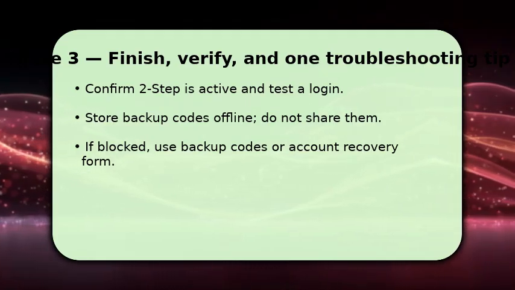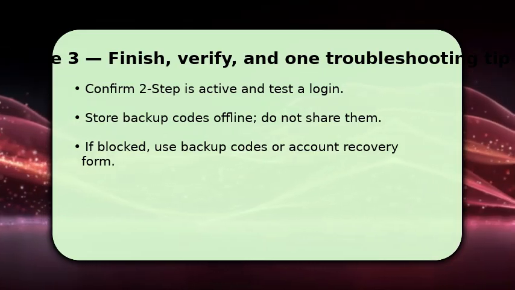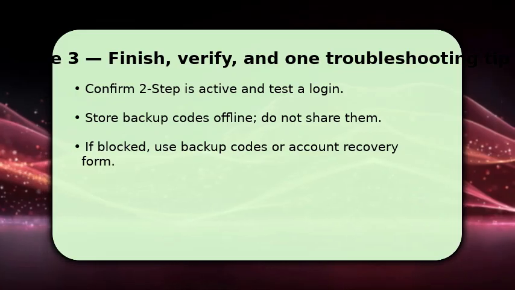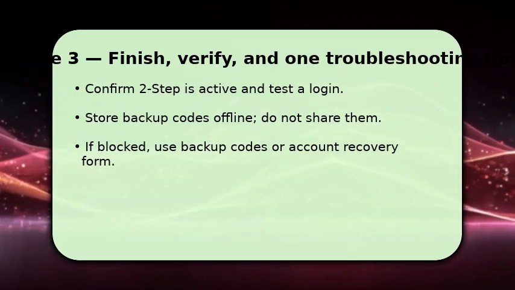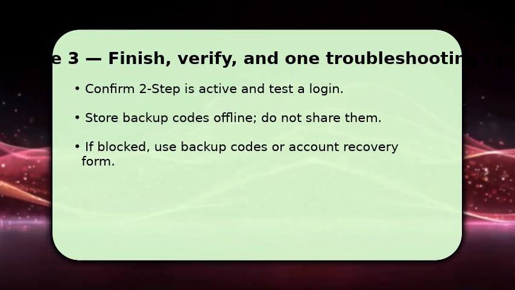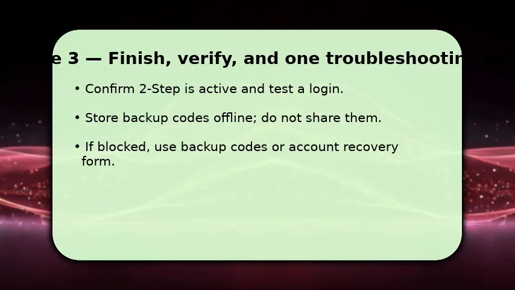If you lose access to your Authenticator or phone, use a backup code to sign in immediately. If backup codes are gone, submit an account recovery form and provide proof of ownership. One quick troubleshooting tip: verify device time settings. Authenticator codes fail when time sync is incorrect.